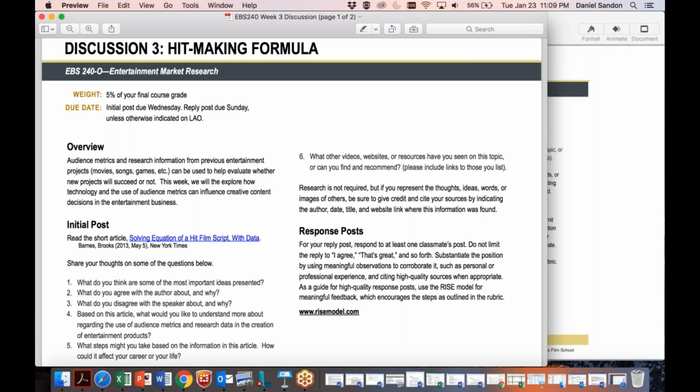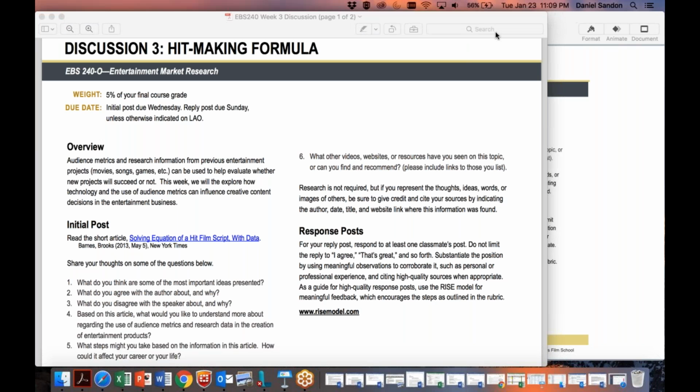All right? The first one, what do you think are some of the most important ideas presented in the article? Next, what do you agree with the author about and why? Next, what do you disagree with them about and why? Next, based on this article, what would you like to understand more about regarding the use of audience metrics and research data in the creation of entertainment products? Next, what steps might you take based on the information in the article? How could it affect your career or your life? And then finally, what other videos, websites, or resources have you seen on this topic or can you find and recommend? Okay, and then it says, please include links to those you list.